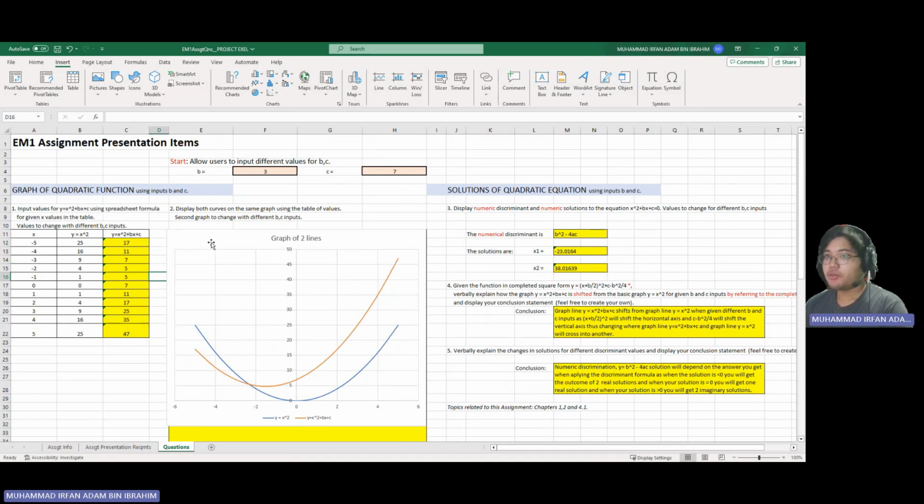Good evening. Today we'll be doing graph of quadratic functions and solutions of quadratic equations. Input values for y equals x to the power of 2 plus bx plus c using spreadsheet formula for the given x values in the table. Values to change with different b, c inputs. We'll be finding these numbers in yellow.